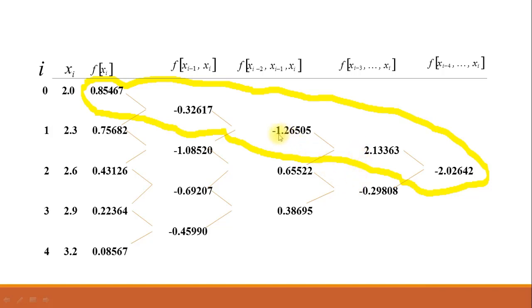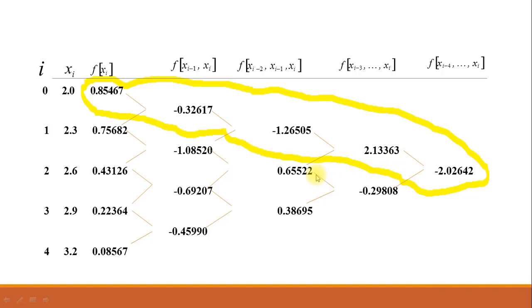Subtract minus 1.26505 from 0.65522, and now in this column skip two numbers, 2.3 and 2.6, and subtract 2 from 2.9, and then divide the difference of these numbers by the difference of 2 and 2.9, we get 2.13363.